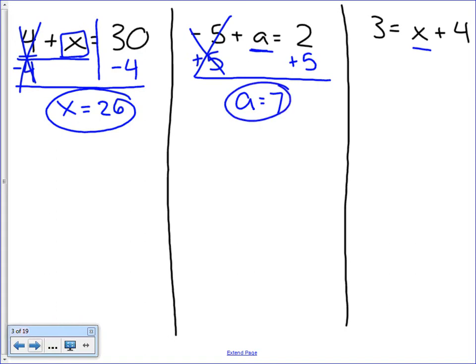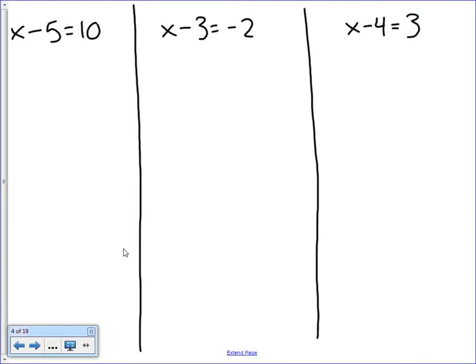So a equals 7. And the last one, I've got to get that x by itself, so we need to subtract 4. We subtracted 4 on the right side of the equal sign, so I need to subtract 4 on the left side, too. These 4s will cancel. 3 minus 4 will give me a negative 1. And that equals x, or just x equals negative 1.